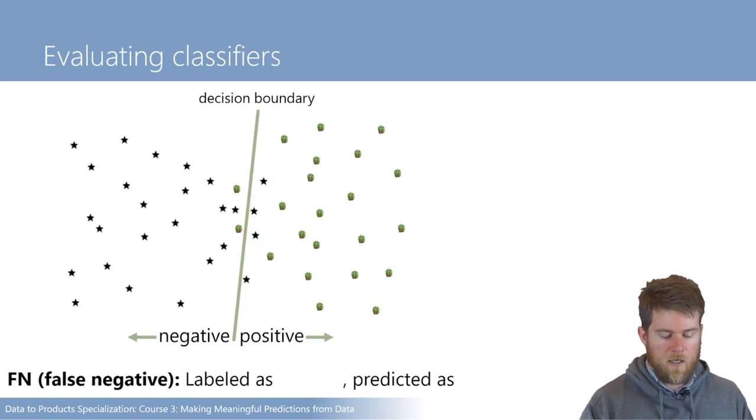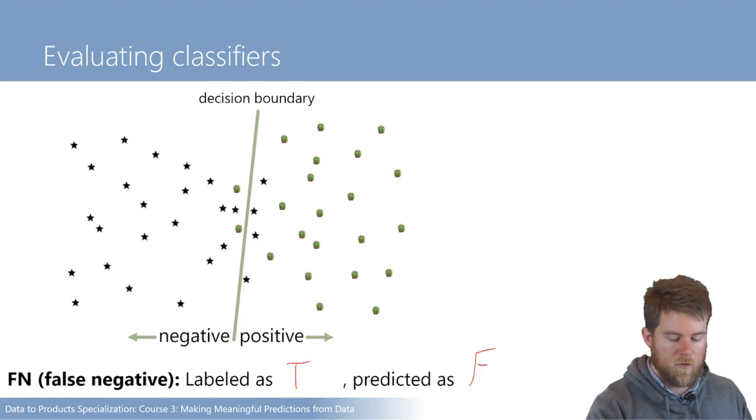And finally, the false negatives, that's vice versa. We made a negative prediction, but they actually had a positive label. So that would be these 2 points here.